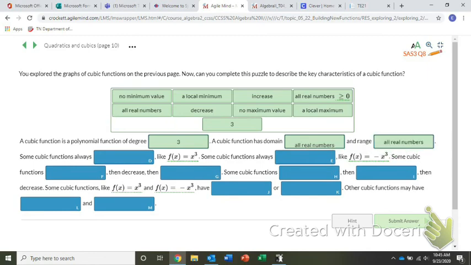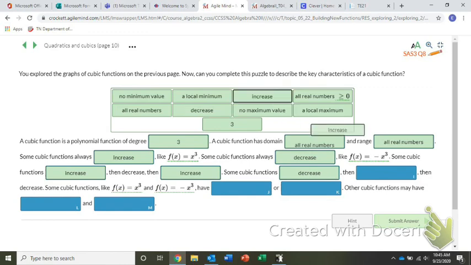Okay? Now, it says some cubic functions always blank like f of x equals x cubed. Since that's a positive cubic, that's going to be increasing. Then it says some cubic functions always blank like f of x equals negative x cubed. So since it has a negative, we're going to decrease. Some cubic functions blank, then decrease, then blank. Remember, some increase, then they decrease, and then they increase again. Some cubic functions decrease, and then they increase, and then they decrease.